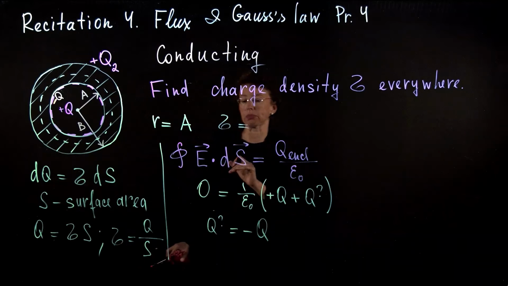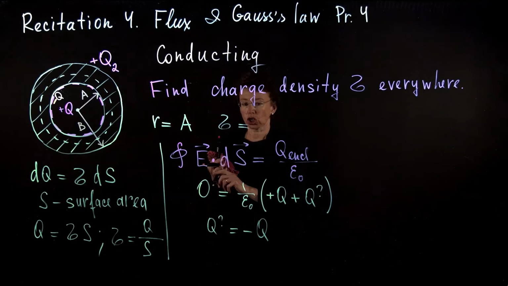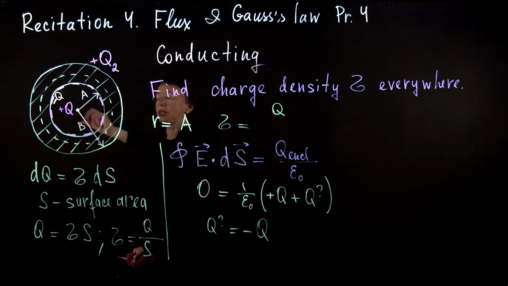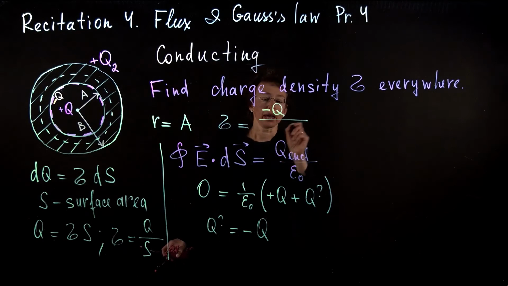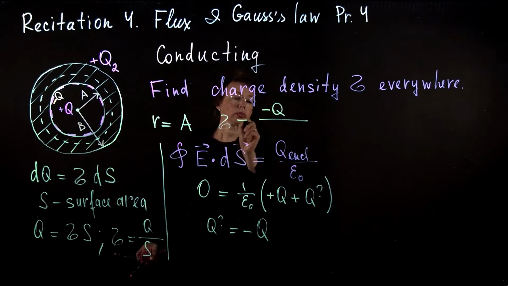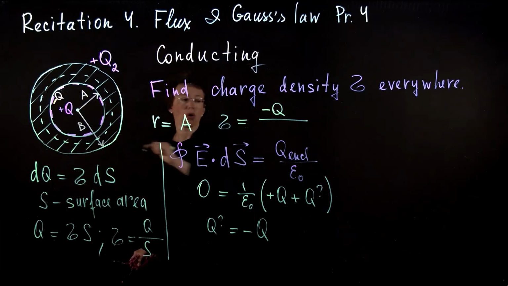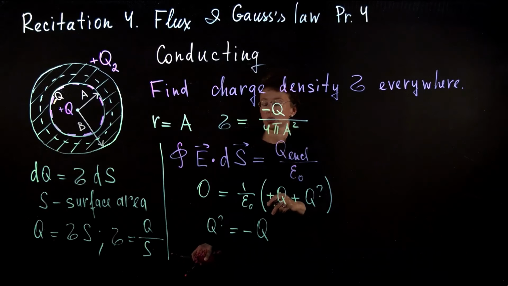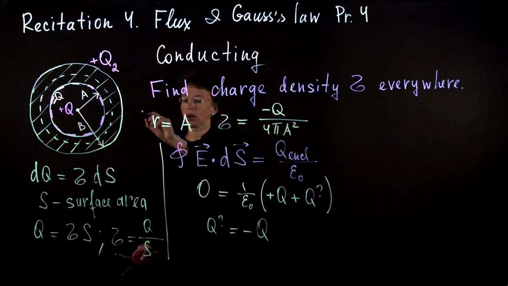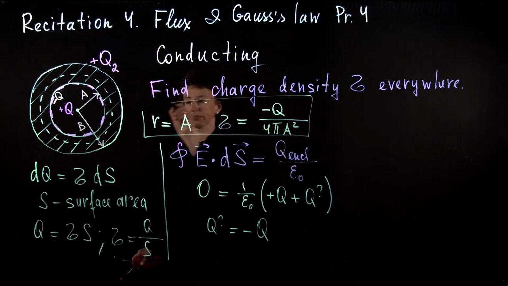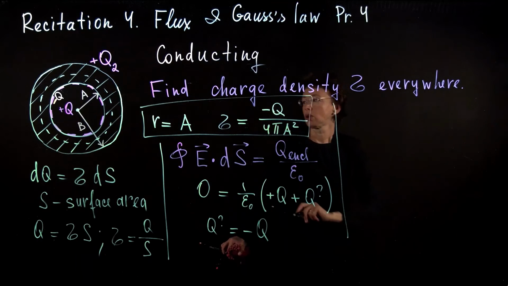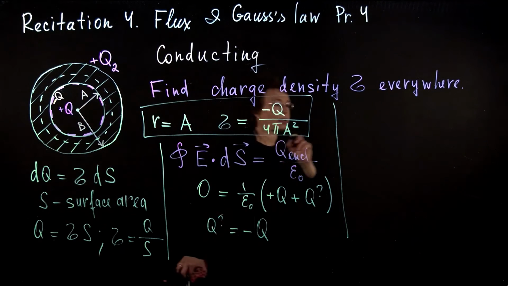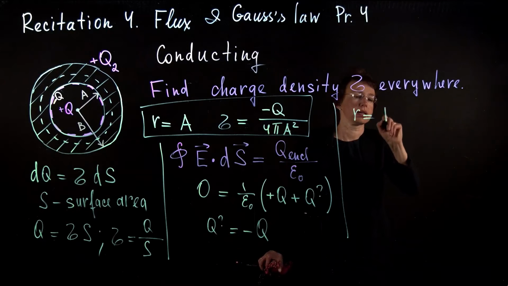Now I can write sigma. Sigma is charge divided by area. The charge built on this surface is minus Q, and the surface area is 4 pi a squared. So we found sigma at R equals A. Now we need to find the charge density at R equals B.